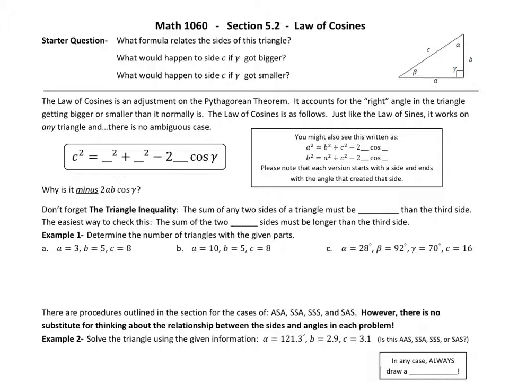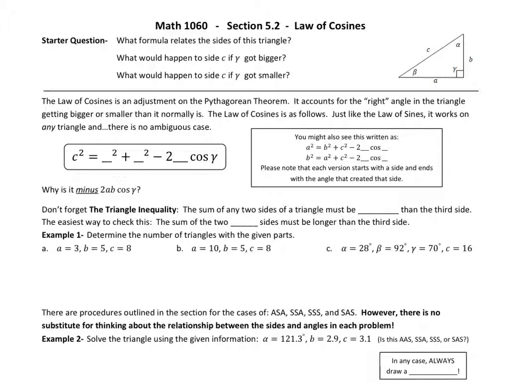All right, so law of cosines is just a little tweak on the Pythagorean theorem. It accounts for the right angle in the triangle getting bigger or smaller than it normally is. The law of cosines is as follows. Just like the law of sines, it works on any triangle. Now, the nice thing about law of cosines, though, is there is no ambiguous case.